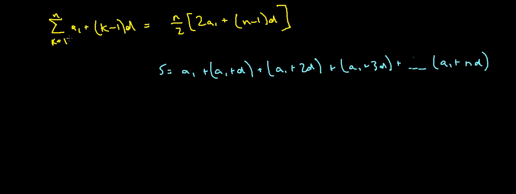This is a formula for the sum of an arithmetic sequence. So the sequence is a1 plus a1 plus d plus a1 plus 2d plus a1 plus 3d all the way to a1 plus nd.